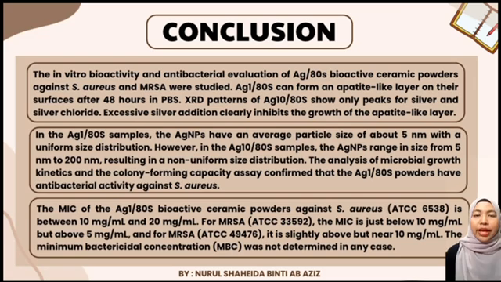In conclusion, the in vitro bioactivity and antibacterial evaluation of Ag per ATS bioactive ceramic powder against S. aureus and MRSA was studied. Ag1 per ATS can form an apatite-like layer on the surface after 48 hours in PBS. The XRD pattern of Ag10 per ATS showed peaks for silver and silver chloride. The analysis of microbial growth kinetics and the colony forming capacity assay confirmed that the Ag1 per ATS powder has antibacterial activity against S. aureus. The minimum bactericidal concentration was not determined in any case.